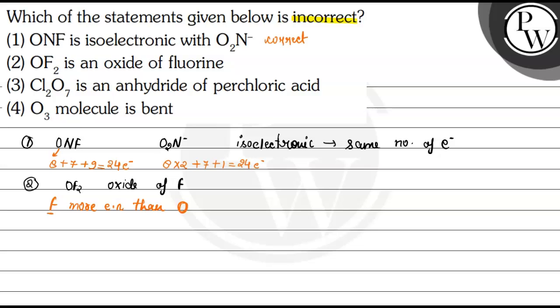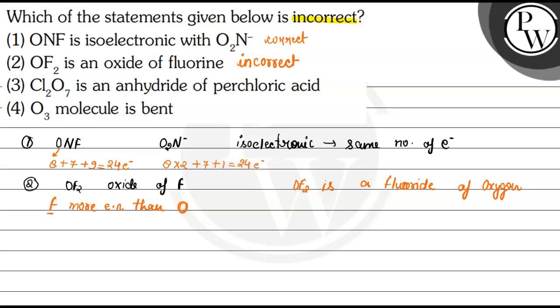We say that OF2 is a fluoride of oxygen, not an oxide of fluorine, because fluorine is more electronegative than oxygen. I hope this is clear. So that means this statement is incorrect. But we have to check the others also.